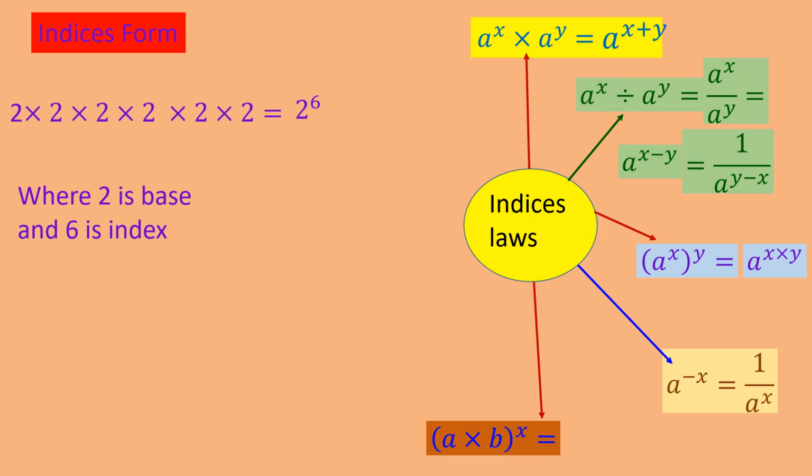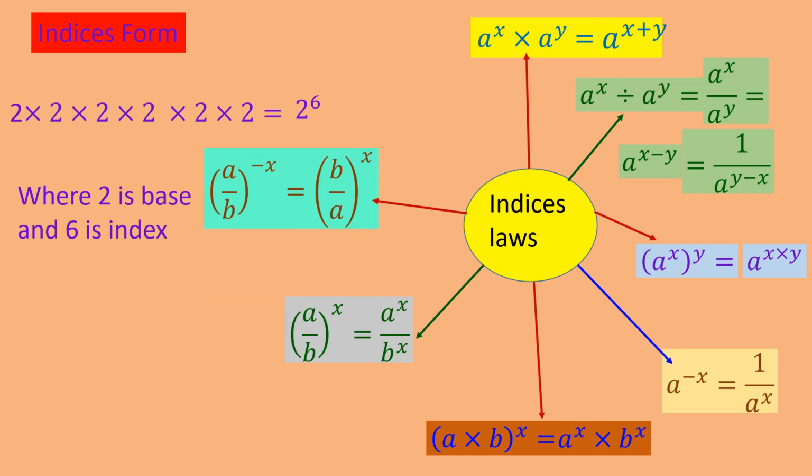If the bases are different with the multiplication sign and they have a common index, then we can open the bracket and get a raised to x into b raised to x. That means in a bracket a into b, whole raised to x, will give you a raised to x multiplied by b raised to x. Next one, the same way for division, a upon b whole raised to x equals a raised to x upon b raised to x.